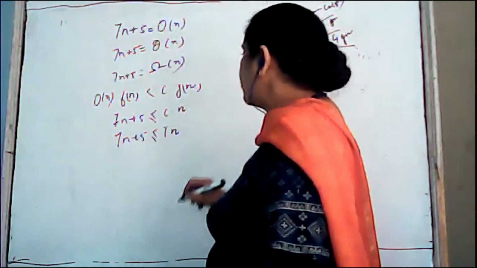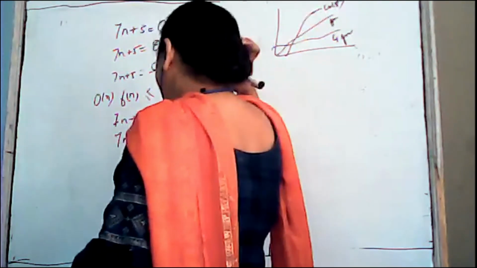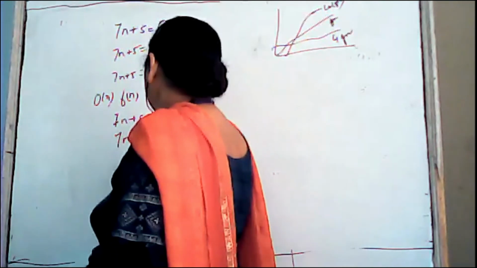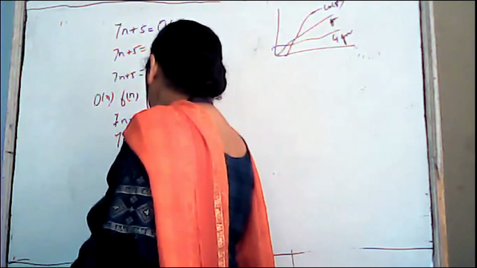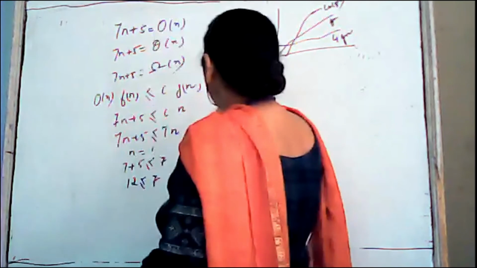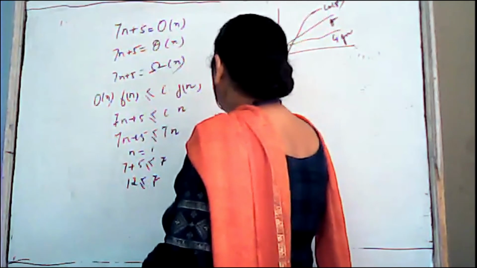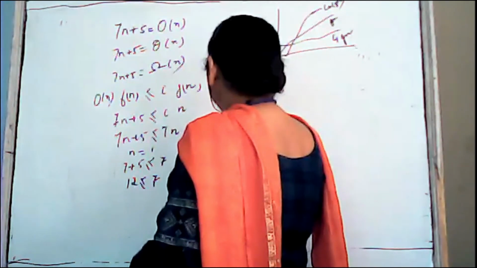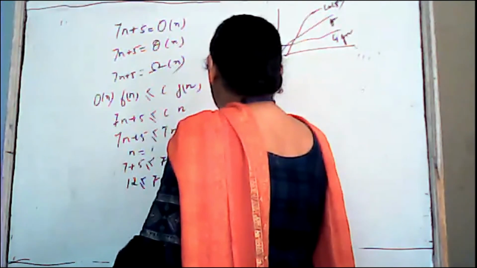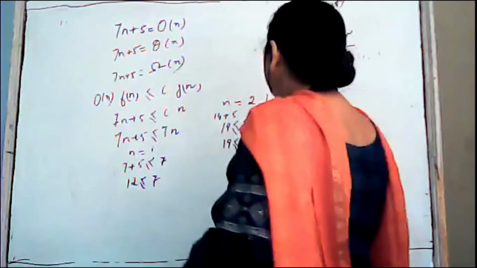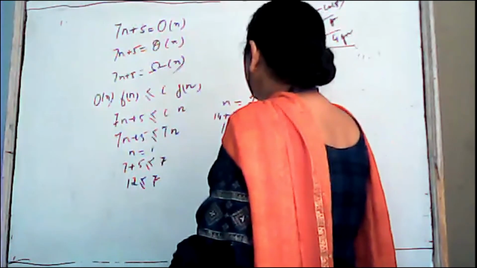Now for which values of n is it going to be satisfied? Let us do it. For n is equal to 1, 7 plus 5 is 12, and 12 is not less than 7. Now for n is equal to 2, 7 into 2 is 14, 14 plus 5 is 19, and it is not less than or equal to 14. For n is equal to 3, 7 threes are 21.